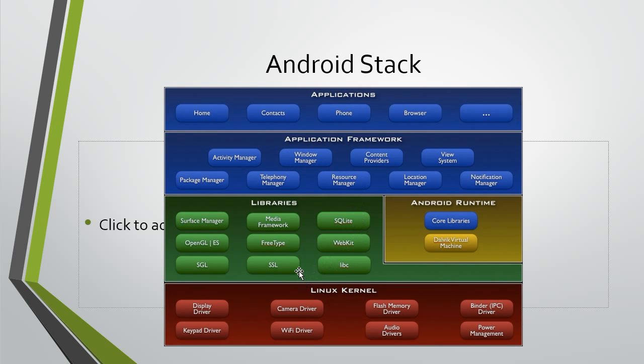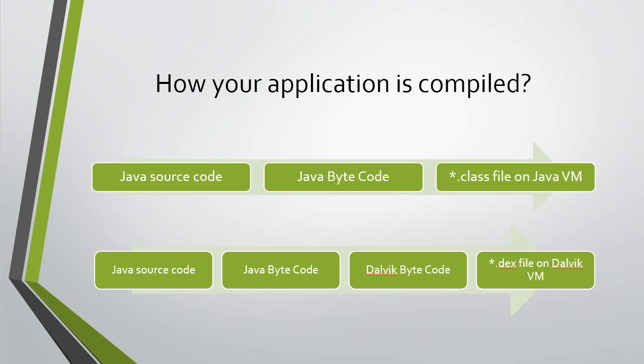Now we can compare the application compilation process. This is the classic Java, and this is your Android application. Now your classic Java code is usually compiled into Java bytecode, and then from the Java bytecode you get the .class files, which run or execute on the Java virtual machine. Now this is quite easy and straightforward.